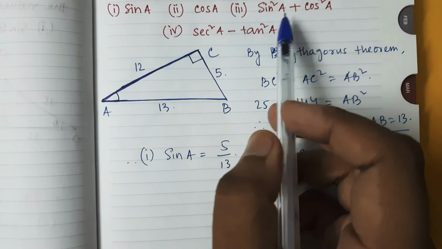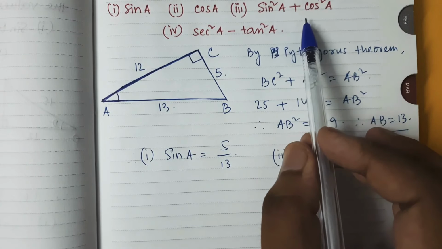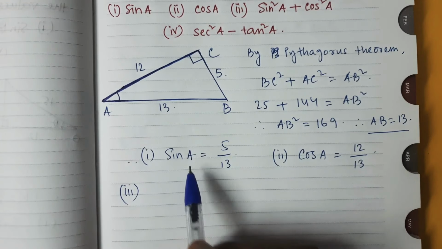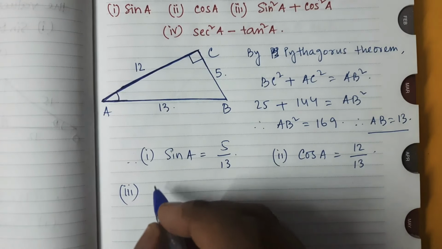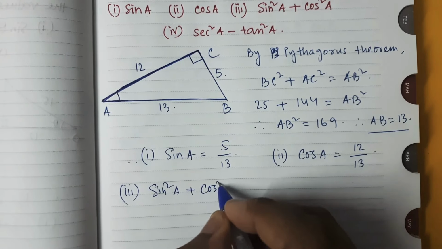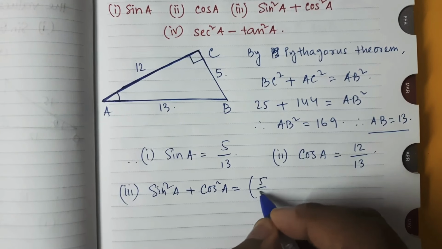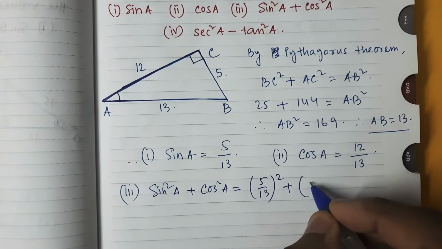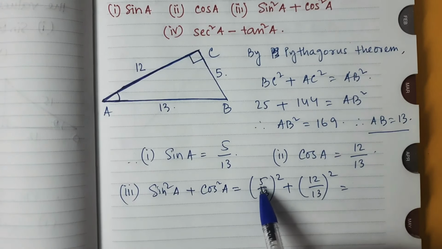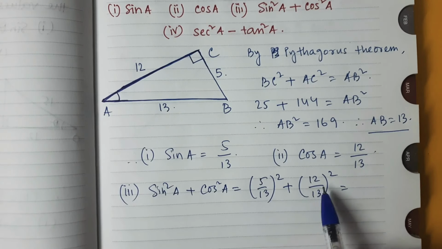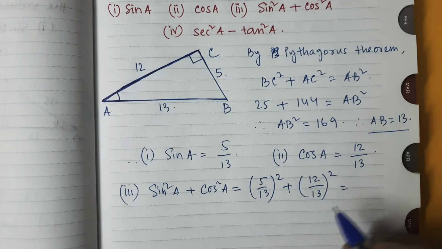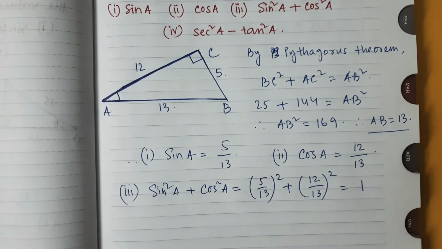Now part 3, they are asking sin square A plus cos square A. We already have sin A, we already have cos A, so it is sin square A plus cos square A equal to 5 by 13 whole square plus 12 by 13 whole square. Now you just calculate it. 5 square is 25, over 169, this will be 144, and this is again 169. So if you just calculate, it will be 1. That will be the final answer.